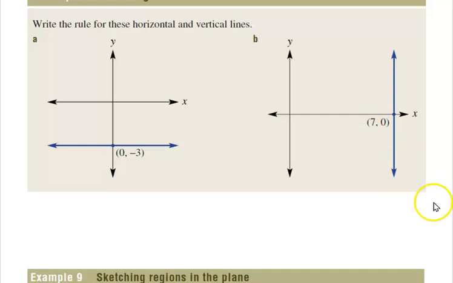Let's do one. So find the rule for this one. Here we go. Find the rule for this horizontal and vertical line. The rule for this line, so for this one, it doesn't matter what x is.